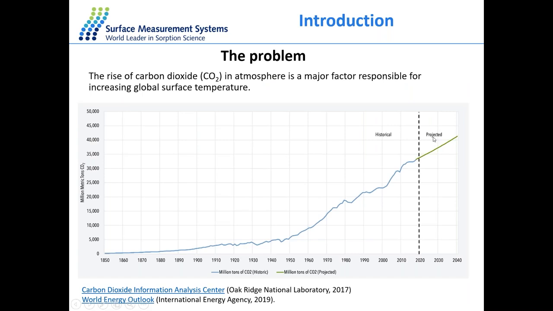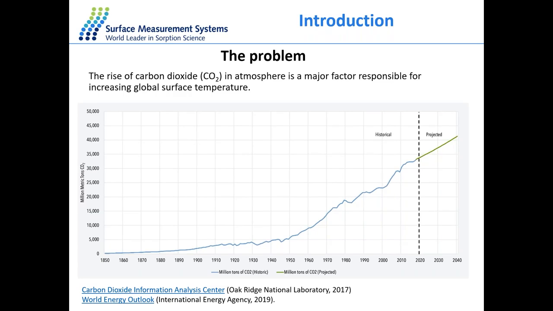As you all know, one of the most discussed topics nowadays, except the coronavirus, is probably the rise of carbon dioxide in the atmosphere, which is one of the major factors responsible for the increase of global surface temperature. As you can see from this plot here, the amount of carbon dioxide in the atmosphere has been steadily increasing since the 1950s, and the trajectory shows that it will carry on increasing unless we stop it.